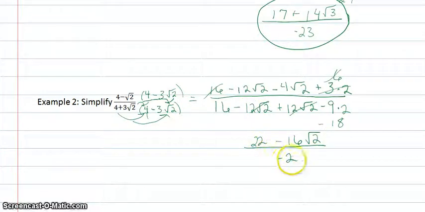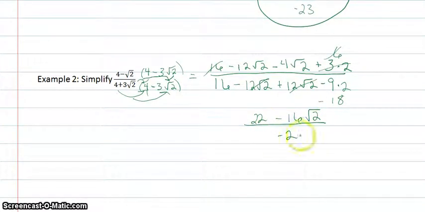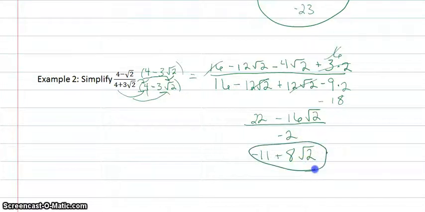But you notice in this one, each of these are even numbers, so we can divide each by 2. And since the 2 on the bottom is negative, I'm going to divide each by a negative 2. That way, after I divide, I won't have a negative 1 left in the denominator. So this will be negative 11 plus 8 square roots of 2, and that will be our answer.